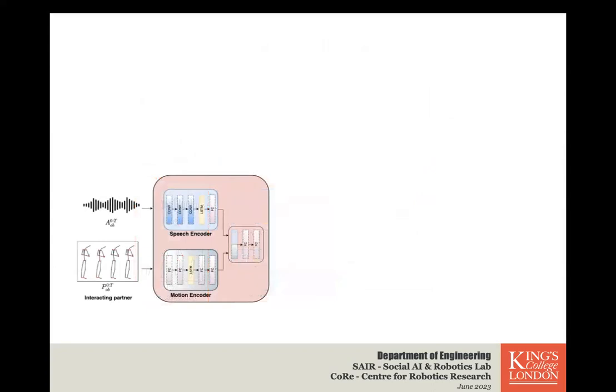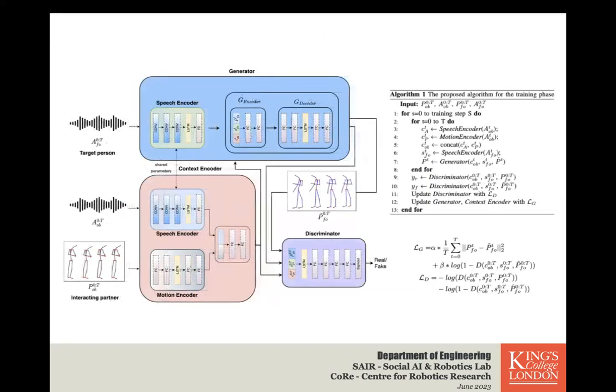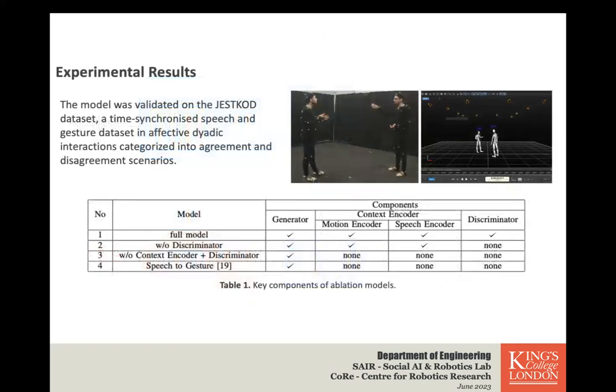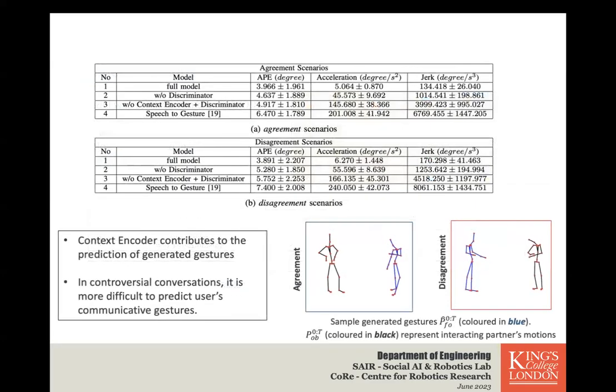their speech. And here, as I already mentioned, we have the context encoder and generator, which is the traditional conditional generative adversarial network. And because we found that it is really difficult to directly use computer vision, like extracting skeletons from videos, in this scenario we used a motion capture data set. Overall, we showed that by using the information from the interacting partner we were able to significantly improve the performance, and it was much better than the state of the art. And we also found that in the disagreement conversations, it is much harder to generate the communicative gestures, because maybe it is much more variable and much more diverse when people are in a disagreement scenario, whereas in the agreement scenario, it is less varied.